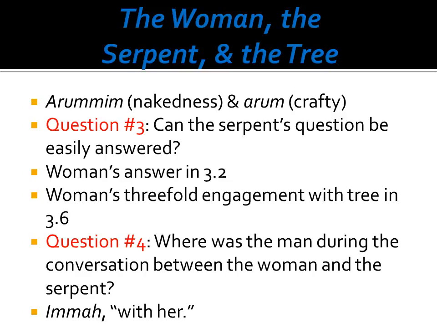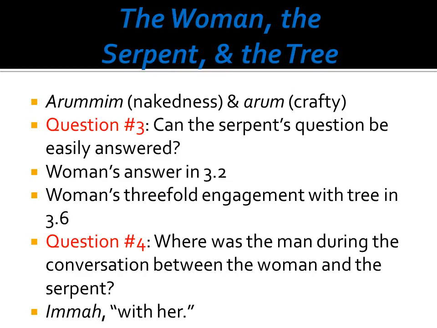Now, beginning in chapter 3, verse 6, the woman engages the tree in three very different ways. First, she sees that the tree's good for food, so she's engaging the tree at the level of survival. Second, she sees that it's a delight to the eyes. That is, she engages the tree at the level of aesthetic beauty. And third, she sees that, quote, the tree was to be desired to make one wise, end quote. So she engages the tree at the level of pragmatic utility. That is, she wants to be wise.